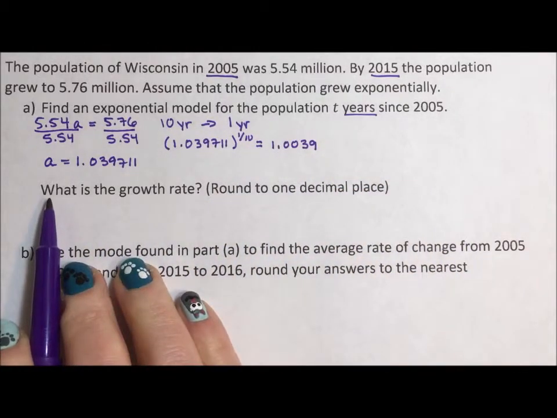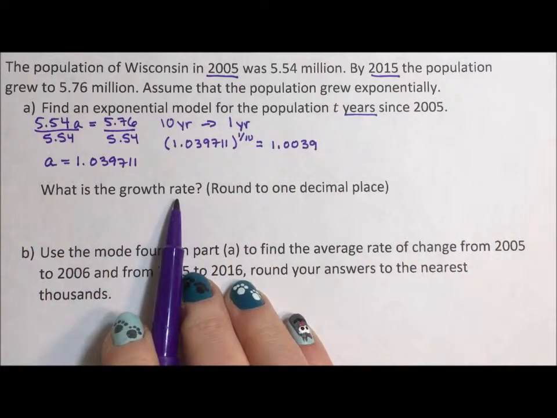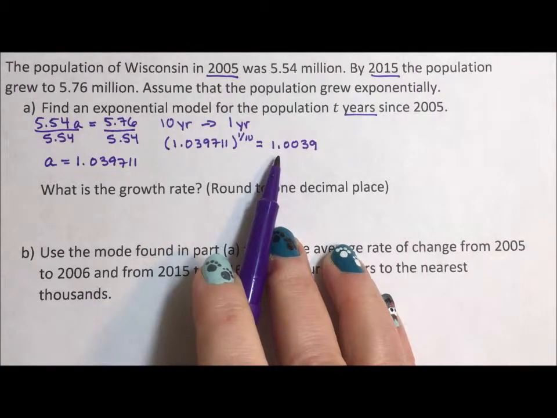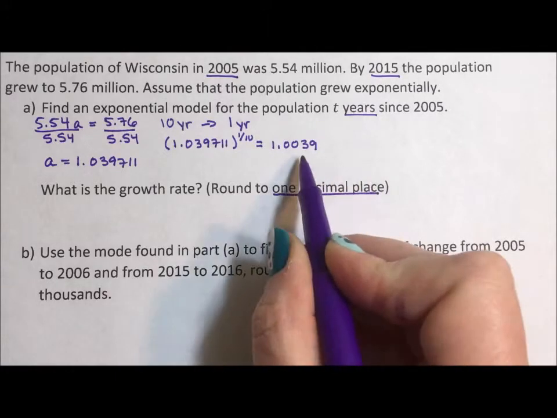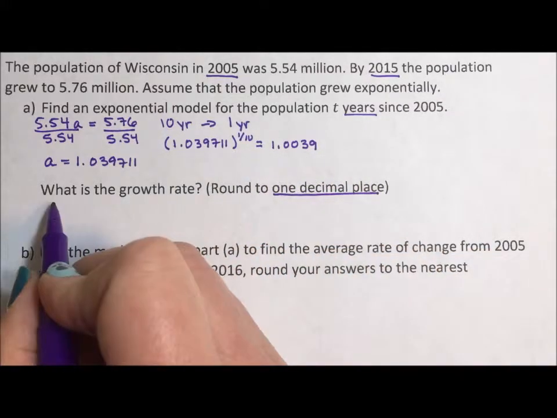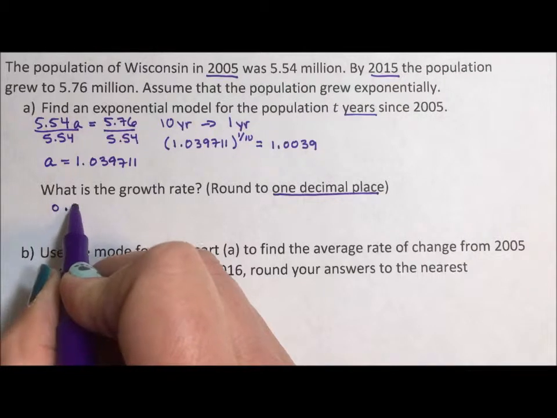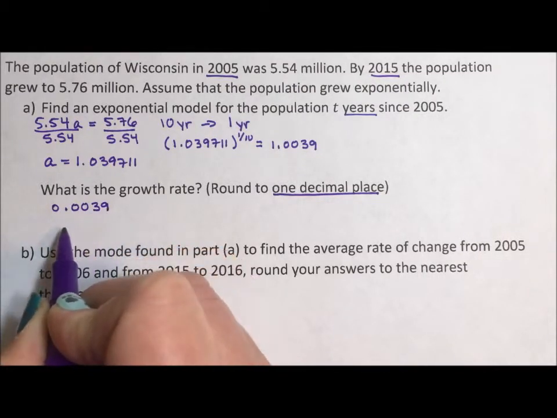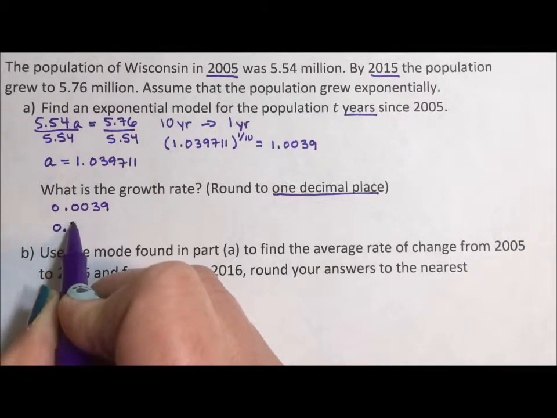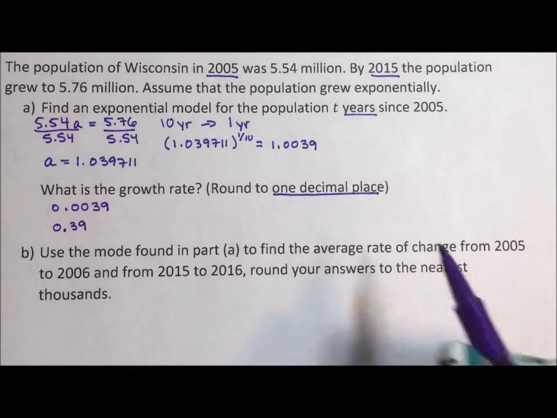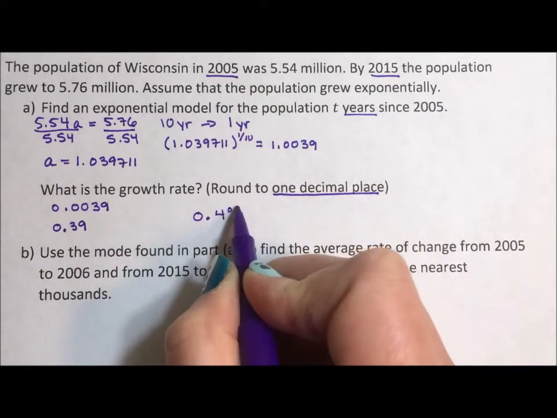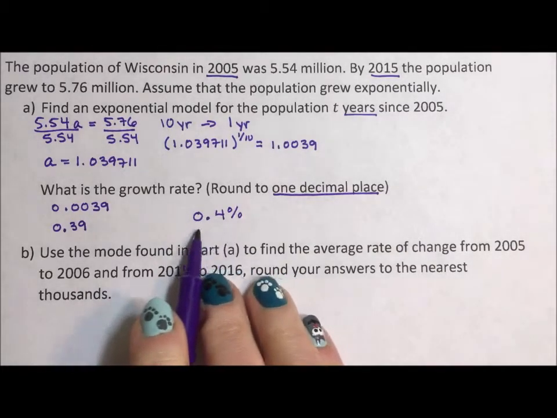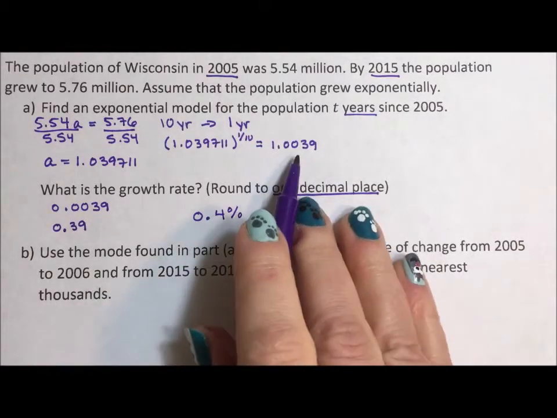Now, the second part of A says, what is the growth rate? So by the rate, you subtract 1 and multiply by 100, rounded to 1 decimal place. Well, if I subtract 1, I get 0.0039, and multiply by 100, I get 0.39, rounded to 1 decimal point. This would be 0.4%.